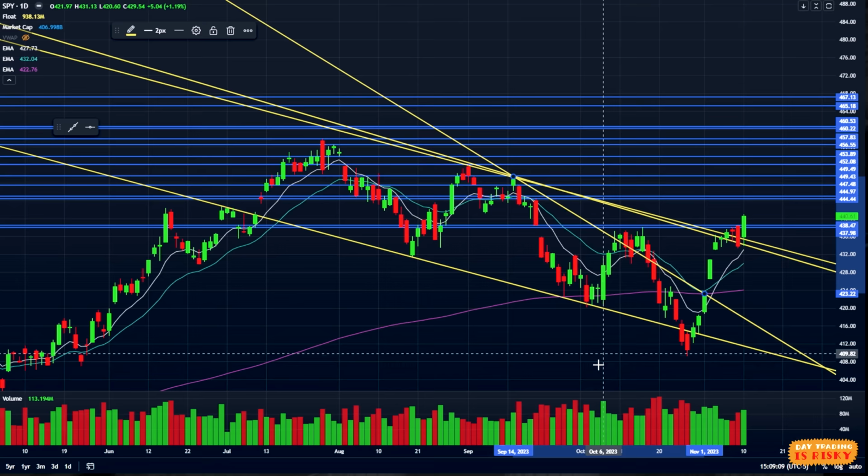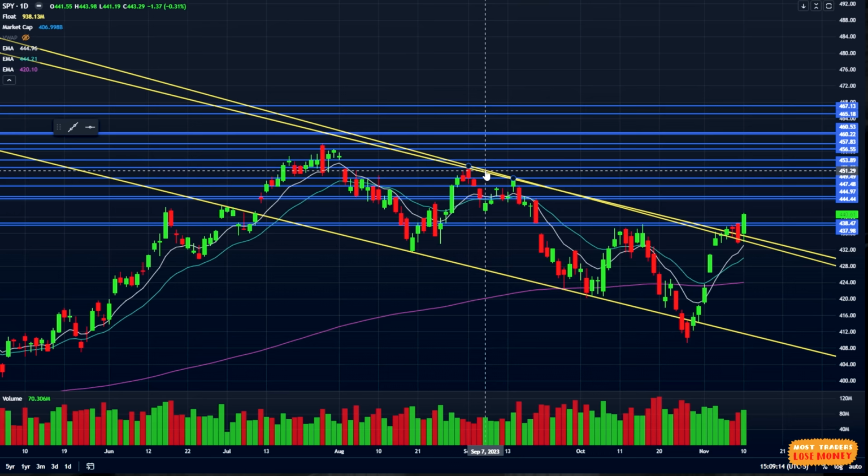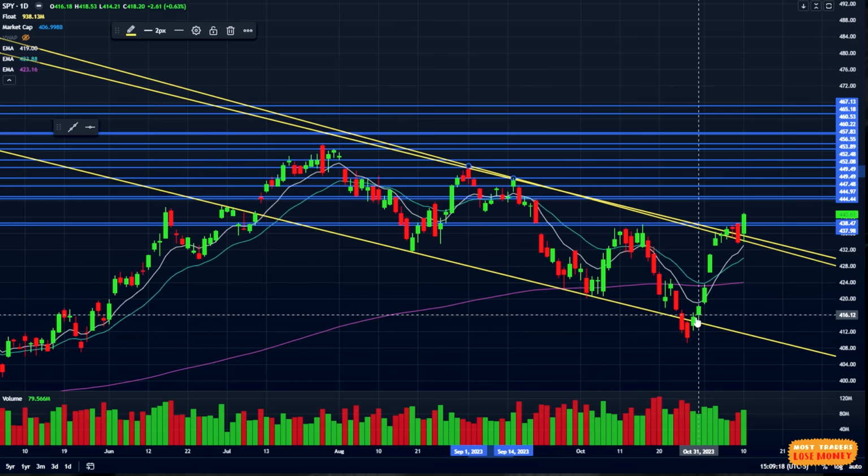So I had this drawn just like this from a couple weeks ago. And when I saw the price coming up right here, I expected that we were going to run into this descending resistance level. And we kind of struggled here for a couple days. We got above it, we came back down, we tested it, we held, and now we're back up.